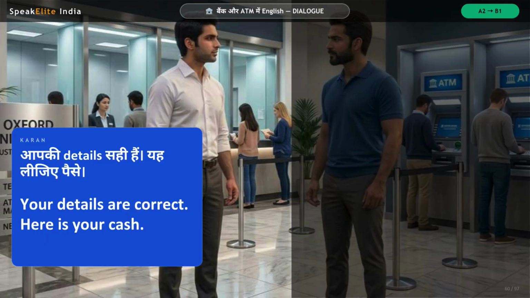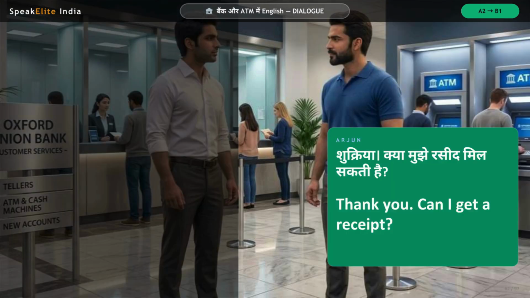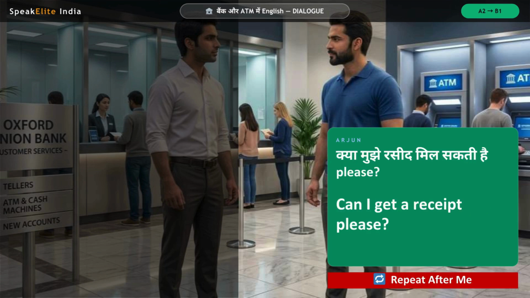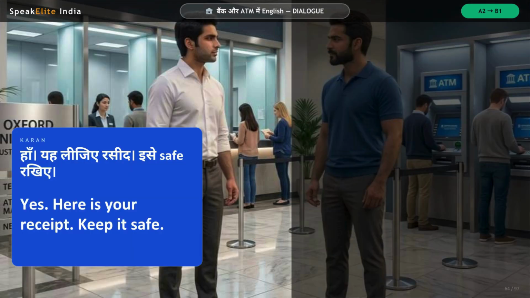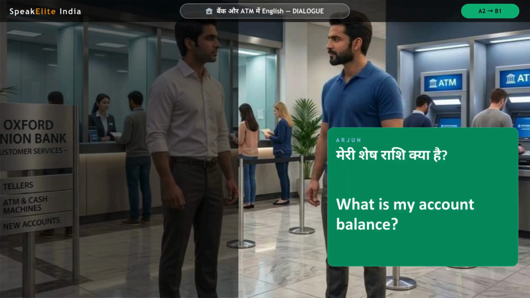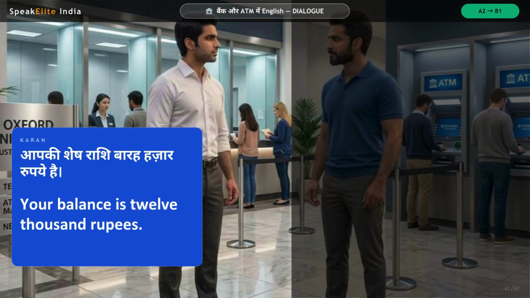Your details are correct. Here is your cash. Thank you. Can I get a receipt, please? Yes, here is your receipt. Keep it safe. What is my account balance? Your balance is 12,000 rupees.